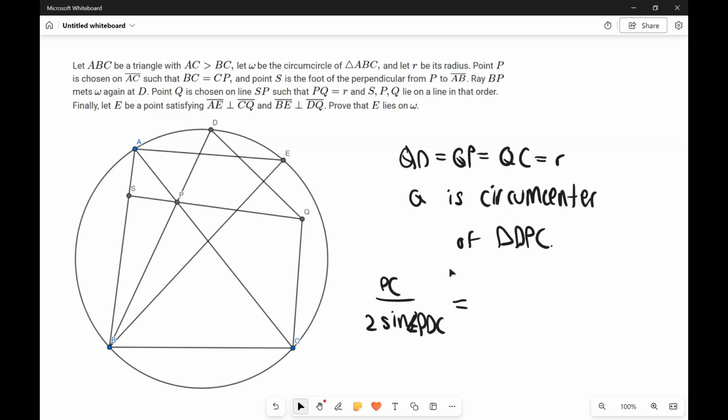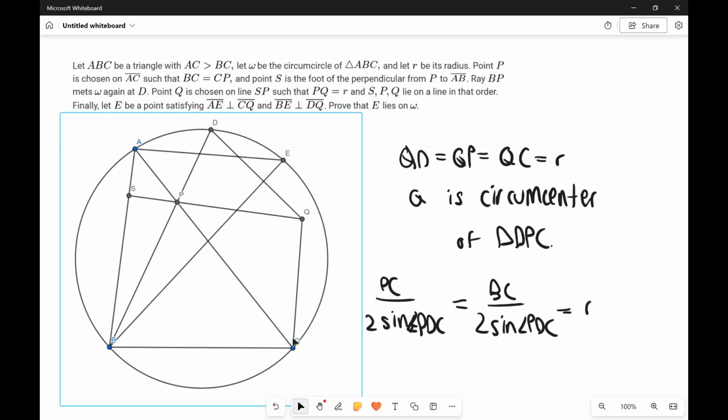Now let's take a look at the information given. We have that BC is equal to CP, and we haven't used that yet, so let's use it. Then this gives BC over 2 sine angle PDC is equal to R. Therefore, the circumradius of DPC is equal to R, and we're doing this because PD and B are collinear. Now we just have to show that PQ passes through the circumcenter, at which point we will be done, because PQ equals R immediately pinpoints where Q is.